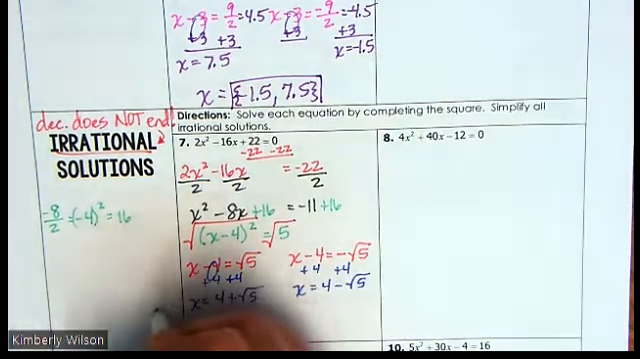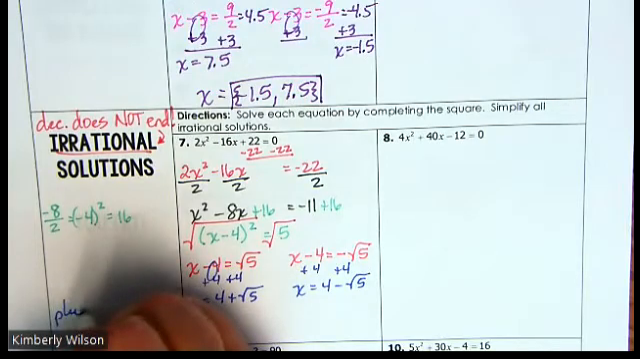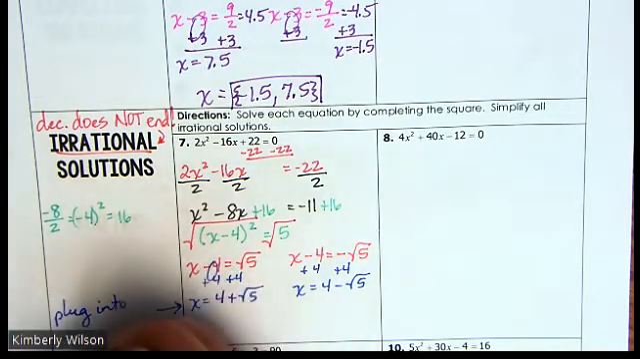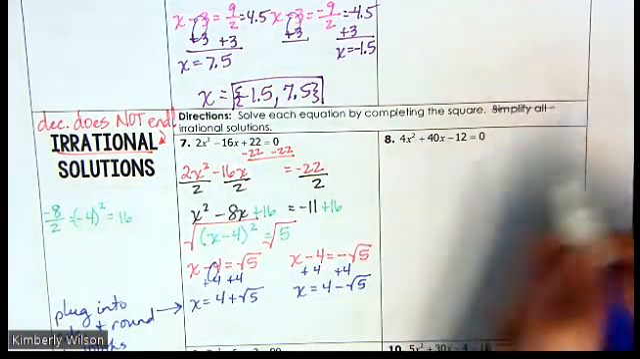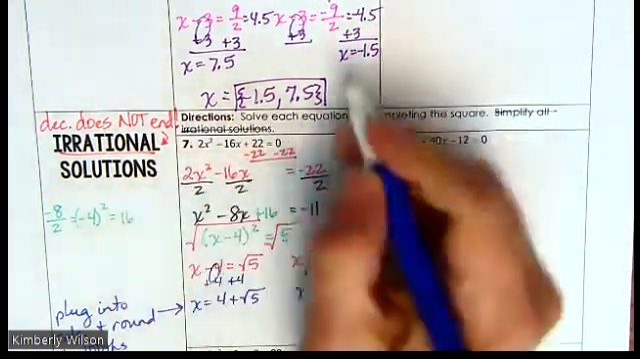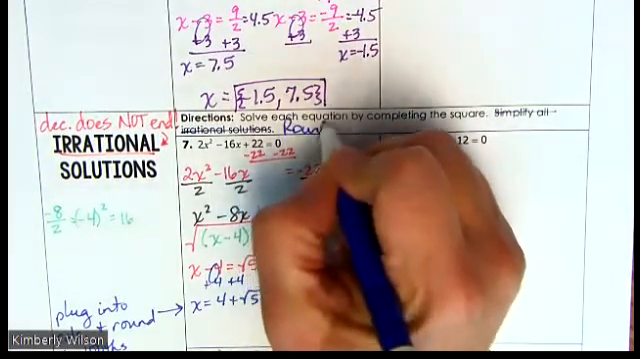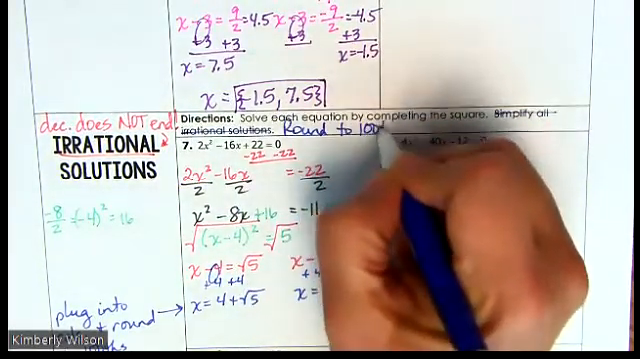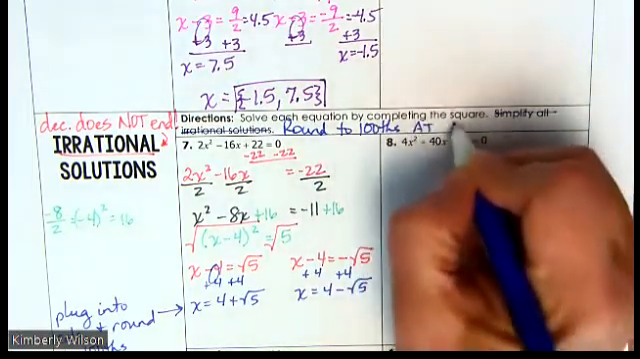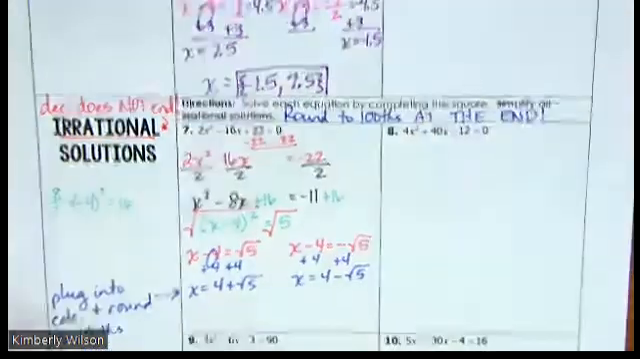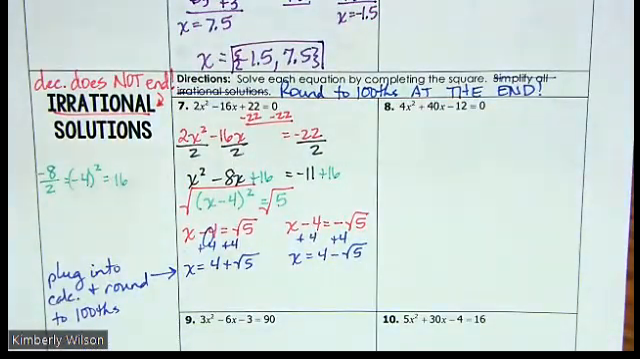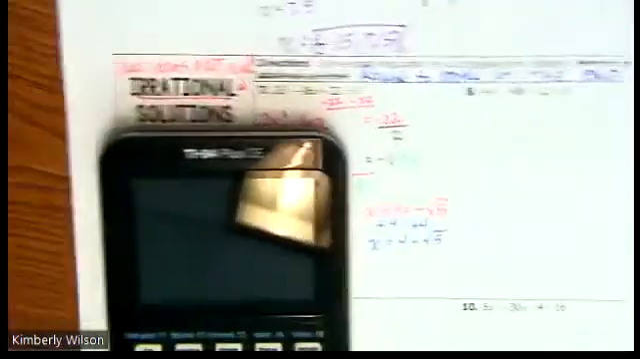And this is where we plug into the calculator and round to hundredths. So again, here it says simplify. We're changing to round to hundredths at the end. Okay, so here we go. Now we plug in. Grab our handy dandy calculator.